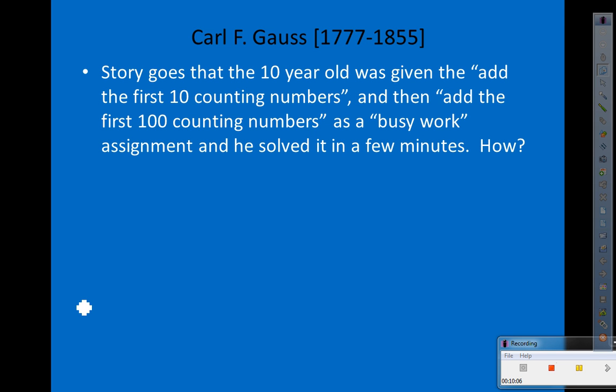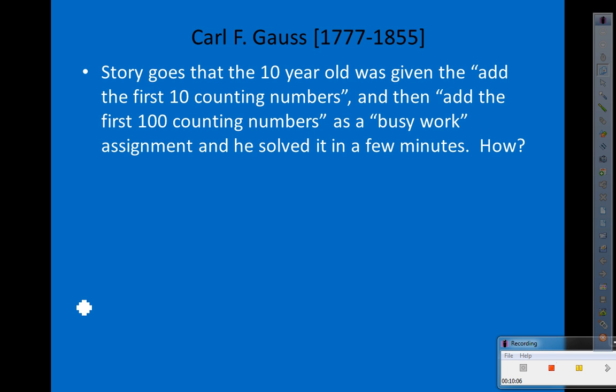But here's a neat little story for you. True story. Little kid named Carl Gauss. He was 10 years old when this happened. The teacher gave this assignment. Class, I would like for you to add up the first 10 numbers: 1, 2, 3, 4, 5, 6, 7, 8, 9, 10. Add them up. When you're done there, turn around and add up the first 100 numbers.